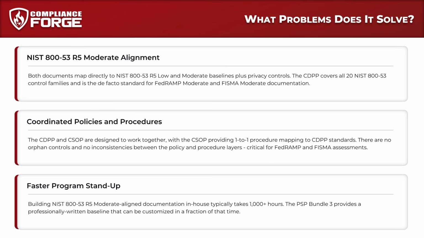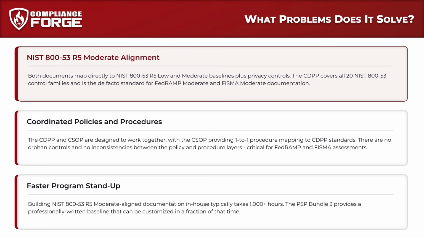Organizations aligning with NIST 853 Revision 5 Moderate typically need policies and procedures that map directly to all 20 NIST 853 control families across both the low and moderate baselines. The PSP Bundle 3 is designed to solve these challenges.